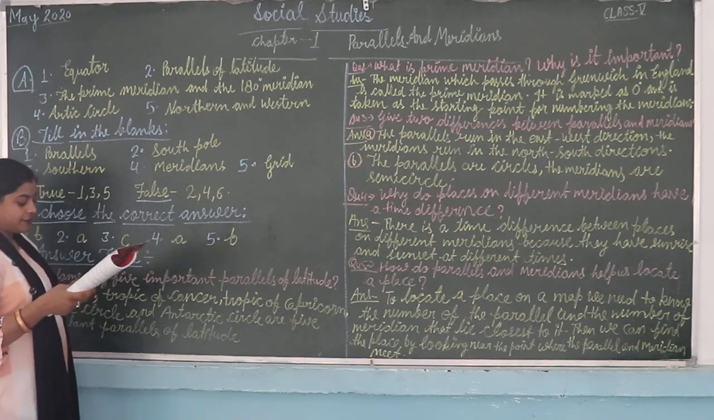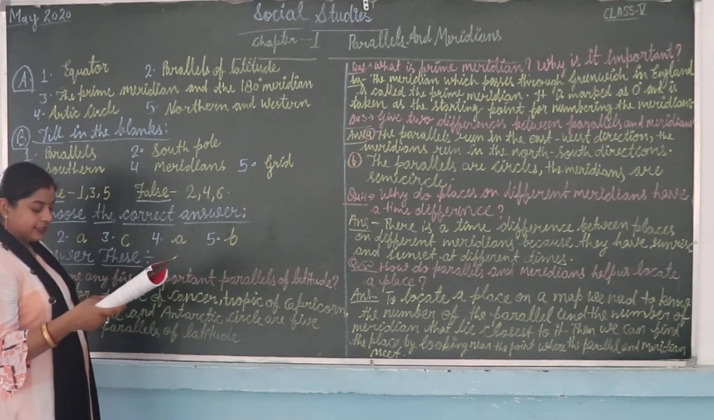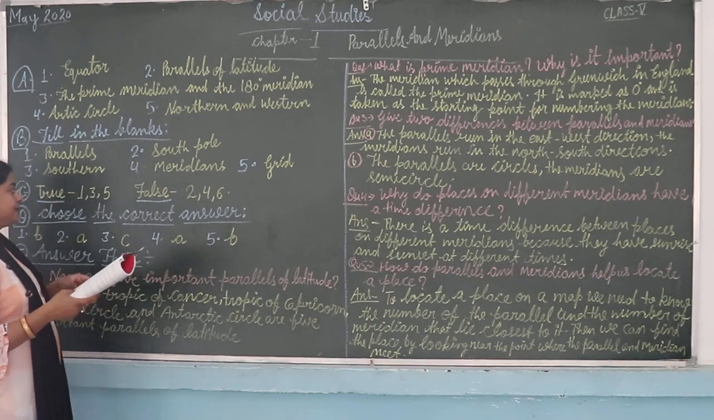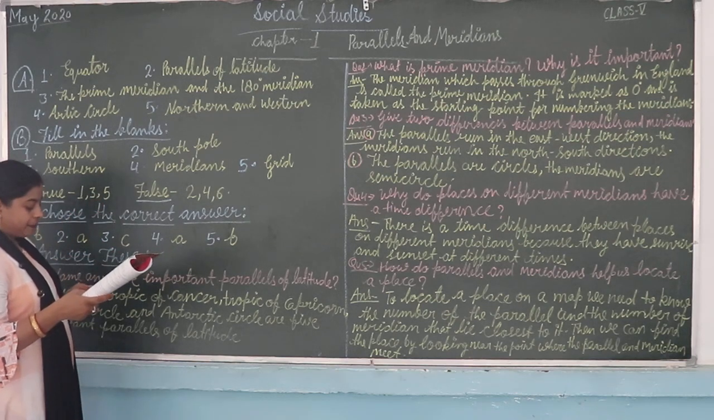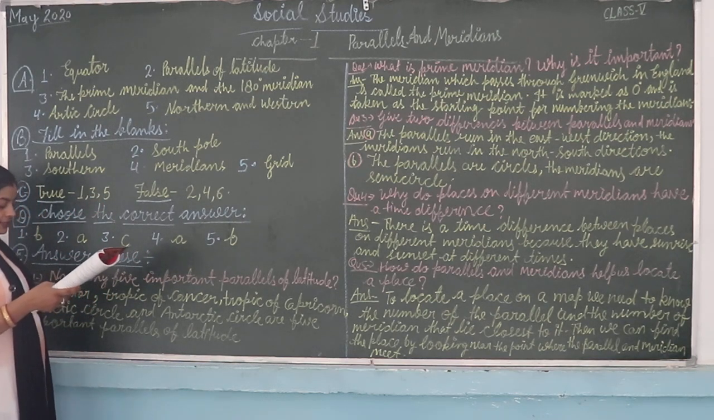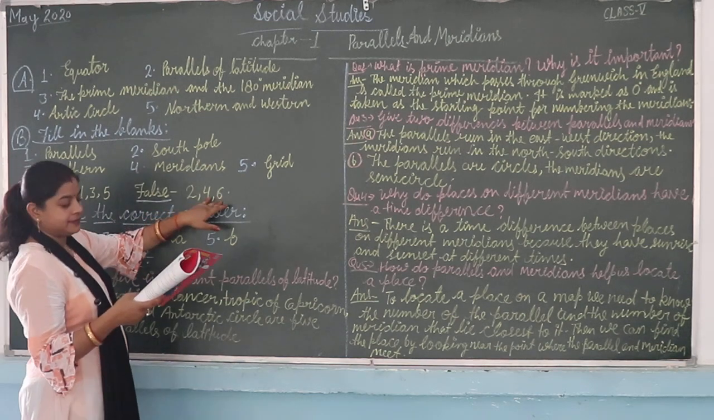Next, meridians are far apart at the equator and come closer near the poles. This is true. Sixth, the prime meridian divides the earth into two equal halves. This is false.